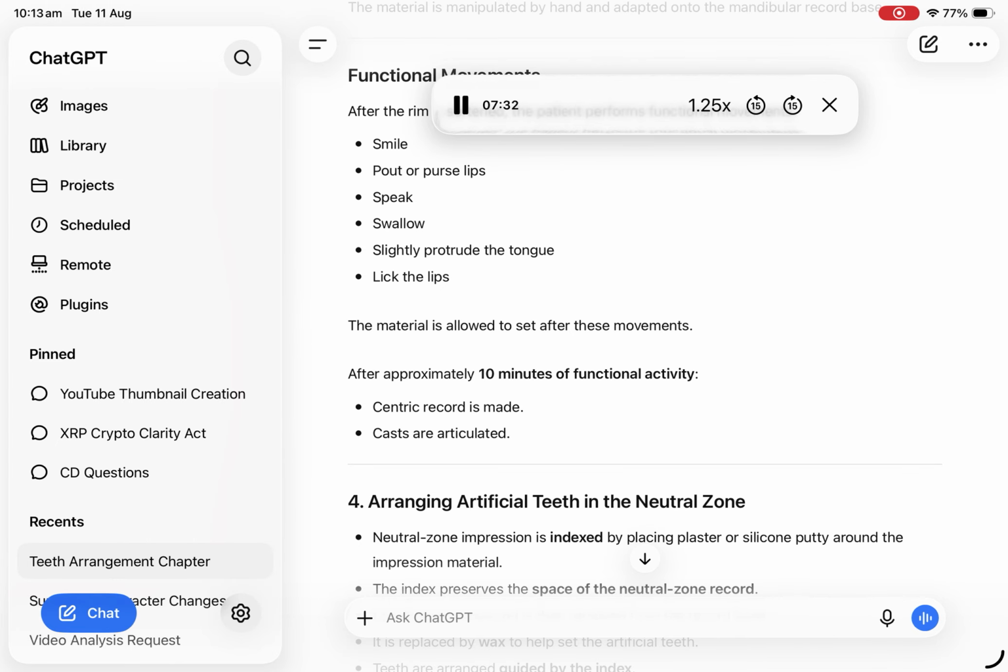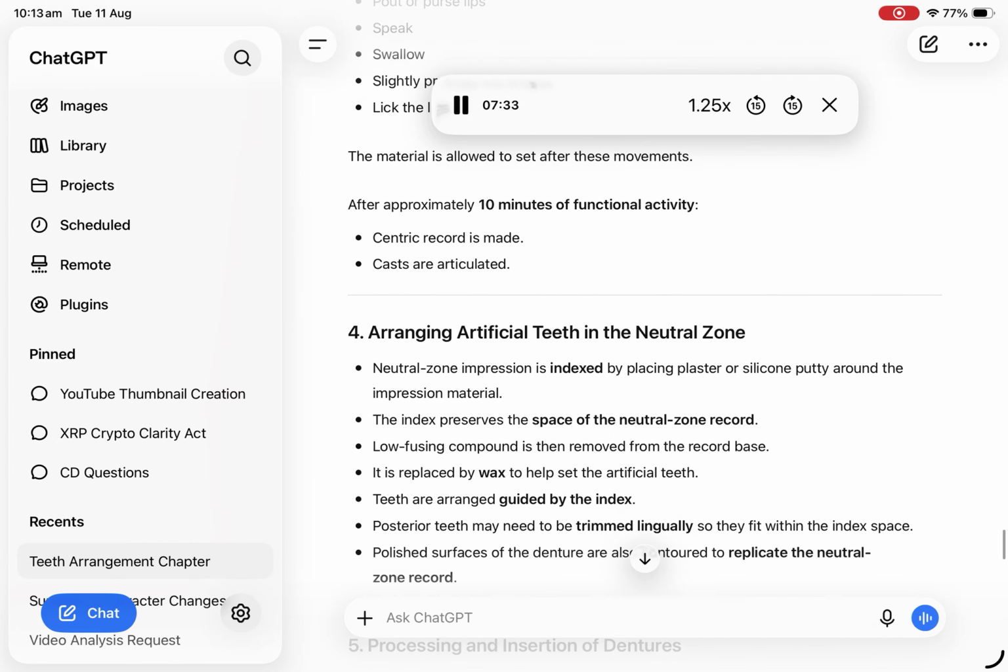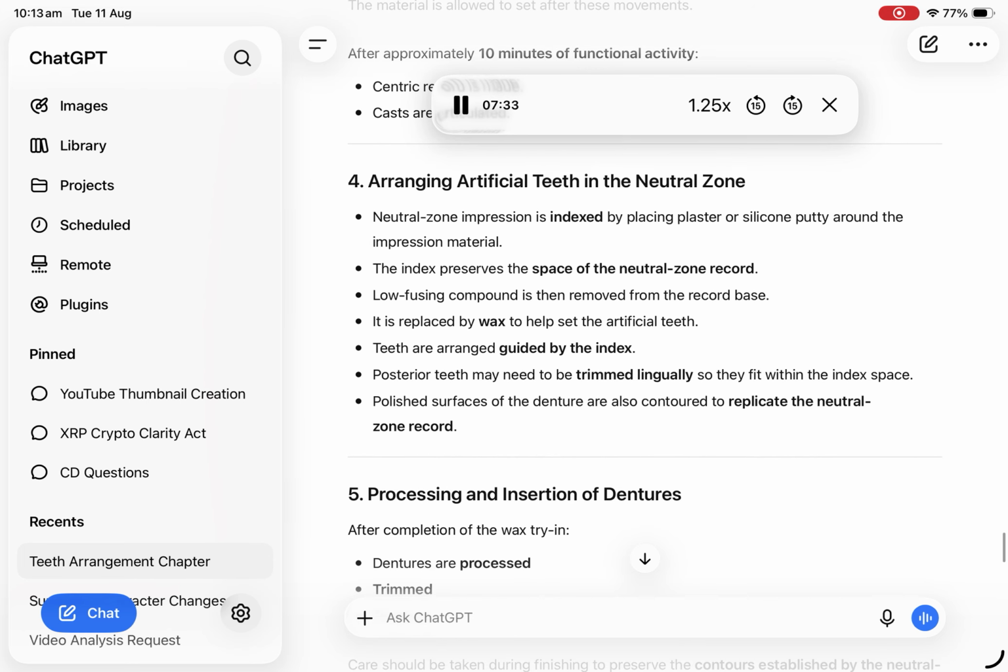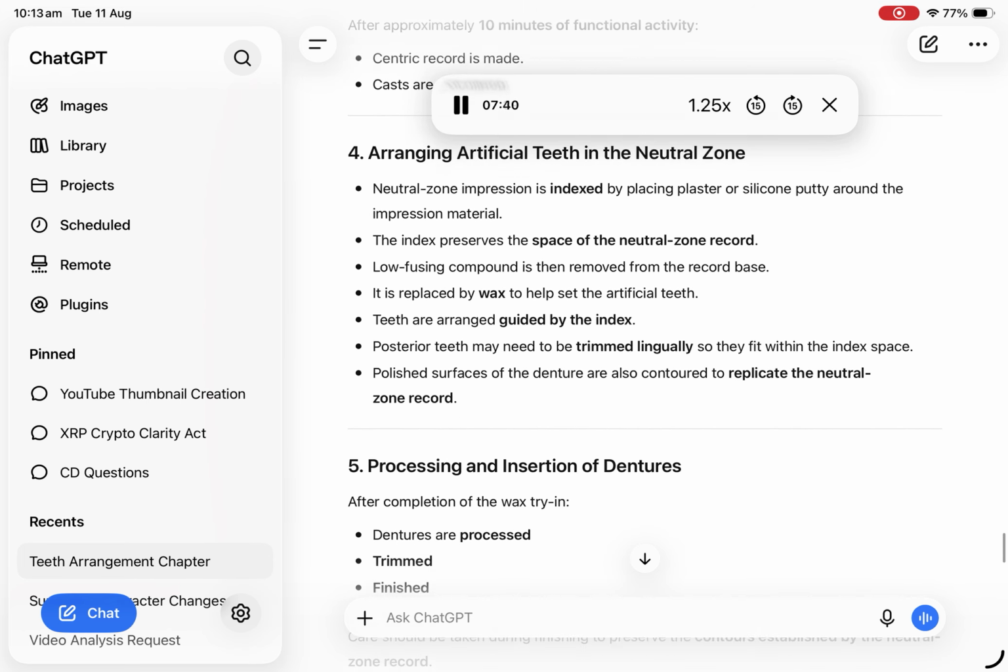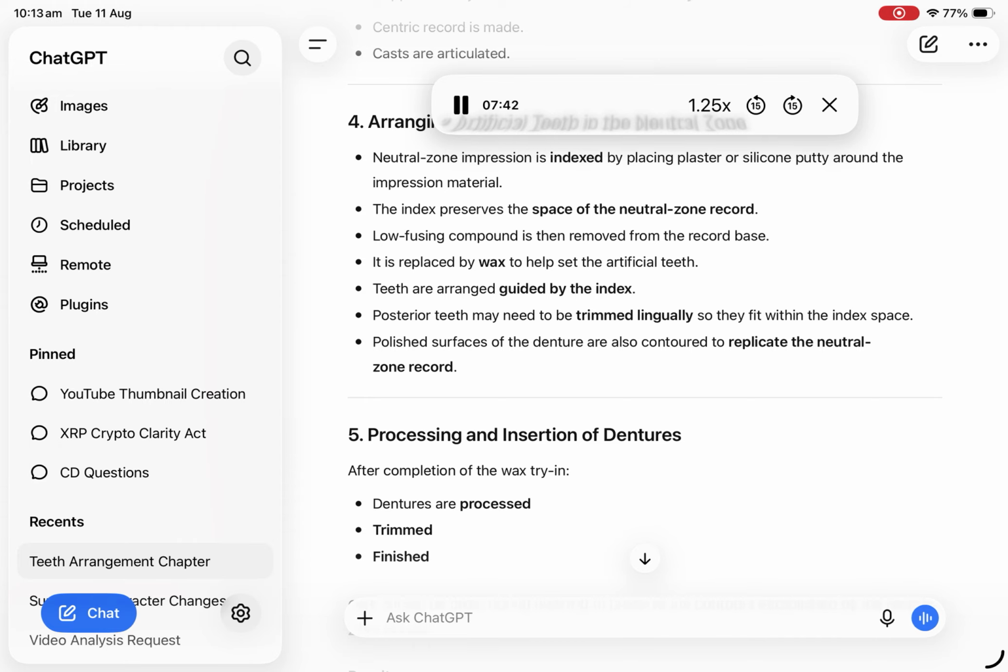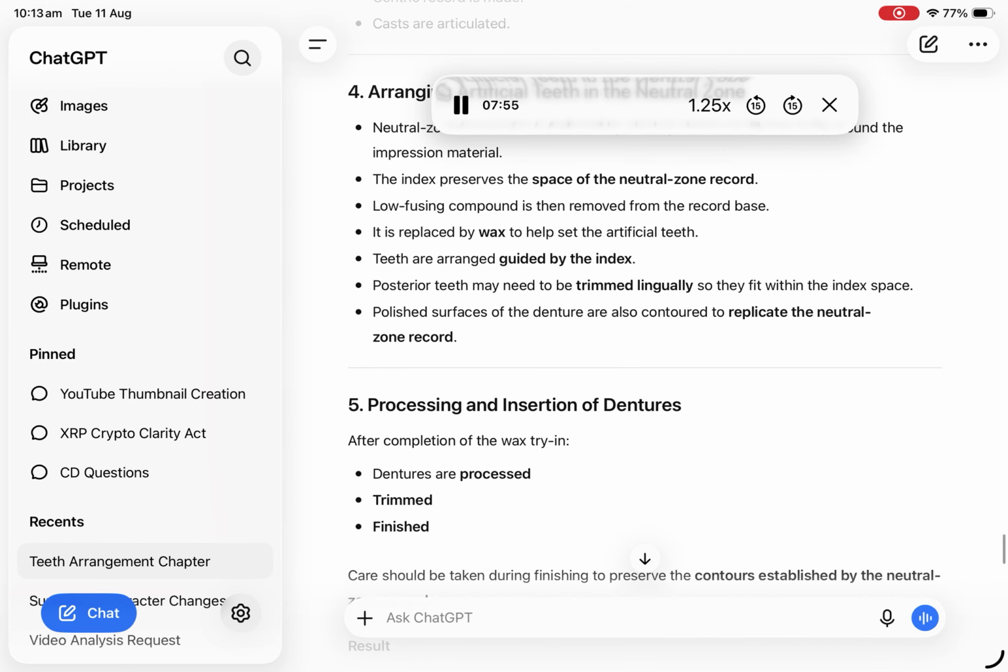Number 4. Arranging artificial teeth in the neutral zone. Neutral zone impression is indexed by placing plaster or silicone putty around the impression material. The index preserves the space of the neutral zone record. Low-fusing compound is then removed from the record base. It is replaced by wax to help set the artificial teeth. Teeth are arranged guided by the index. Posterior teeth may need to be trimmed lingually so they fit within the index space. Polished surfaces of the denture are also contoured to replicate the neutral zone.